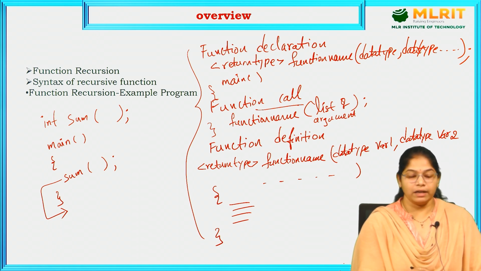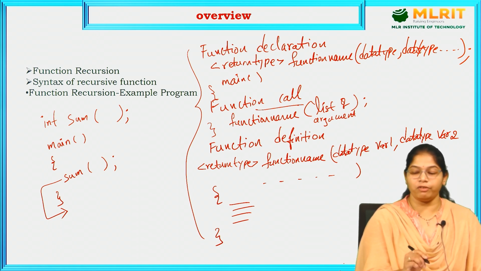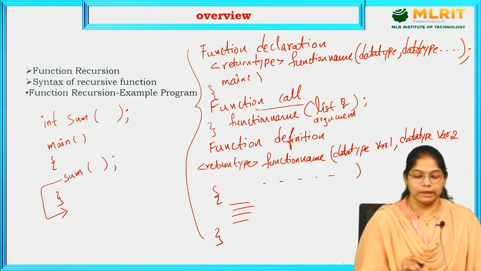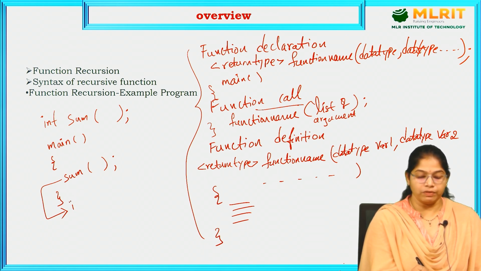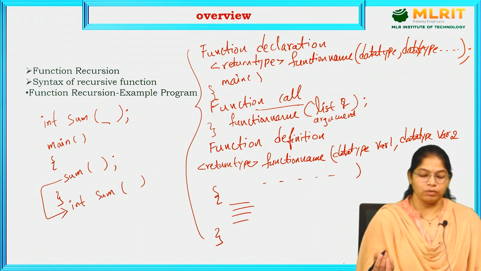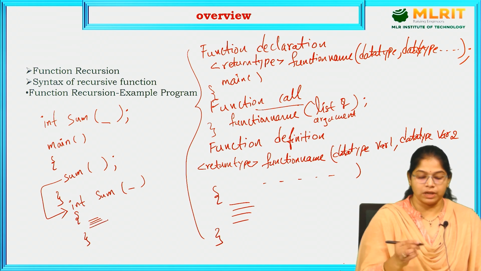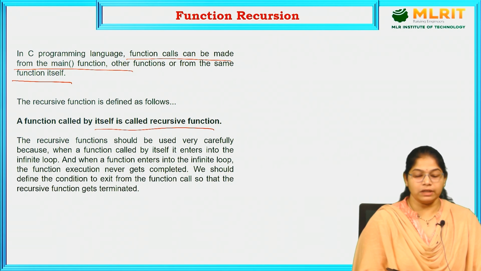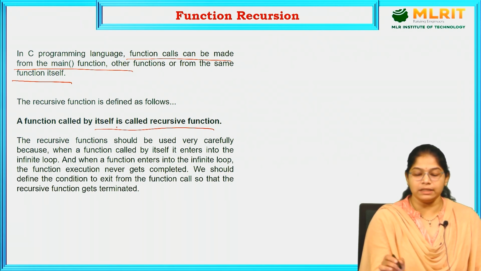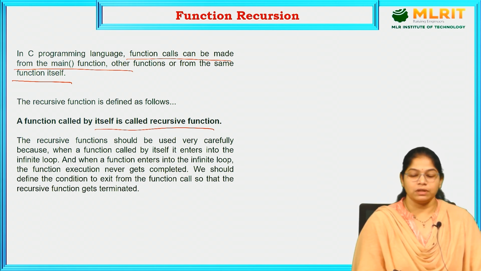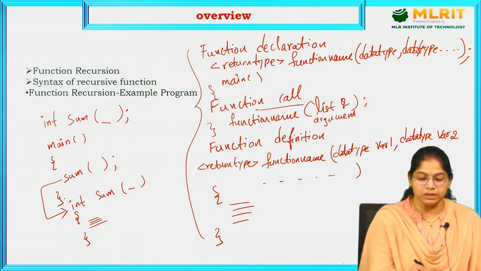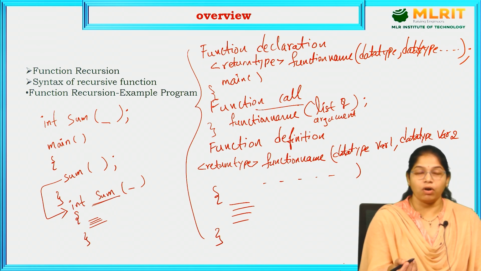Definition and declaration must be the same. That means the return type, function name, and how many arguments we are passing. Here the return type of the function is int, the function name is sum. Here I am not passing any arguments, so here also I did not mention any. Then here we'll write what this function has to perform. Coming to recursion, a function called by itself is called a recursive function. That means here the function is sum, and it is calling itself.